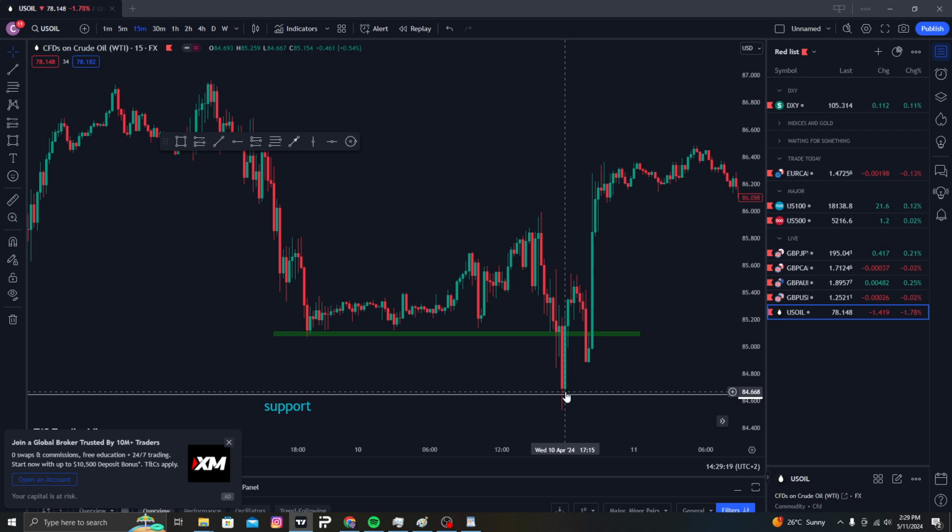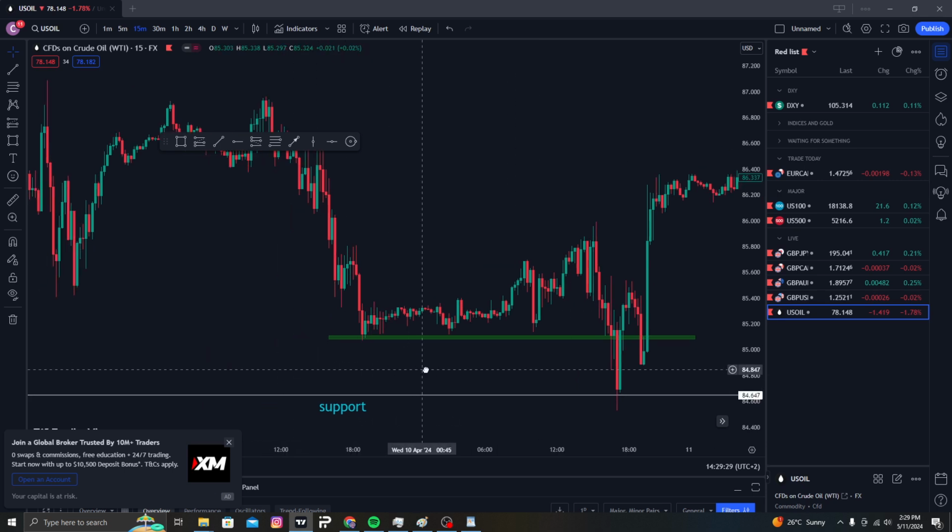But when it broke this level, it was close to our what? It was close to our support level, right? This is the support level.